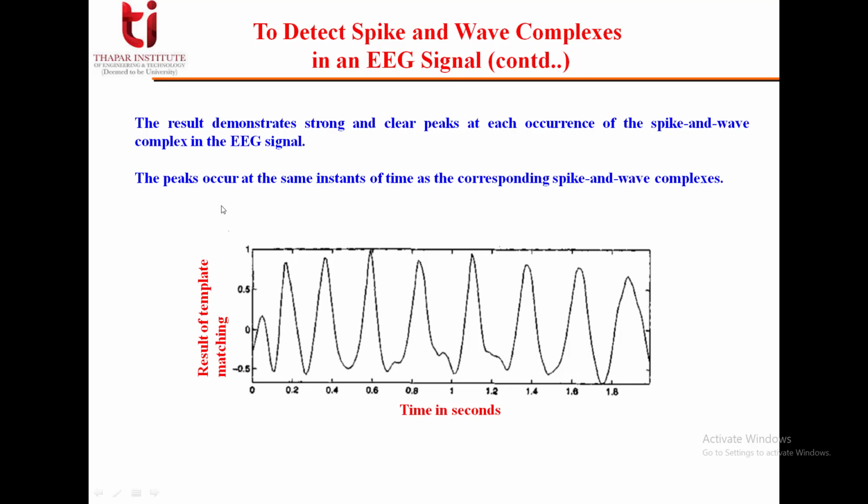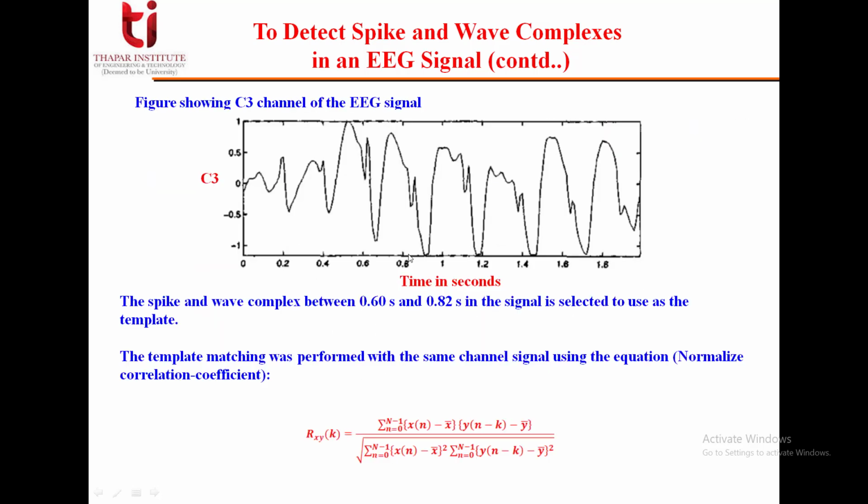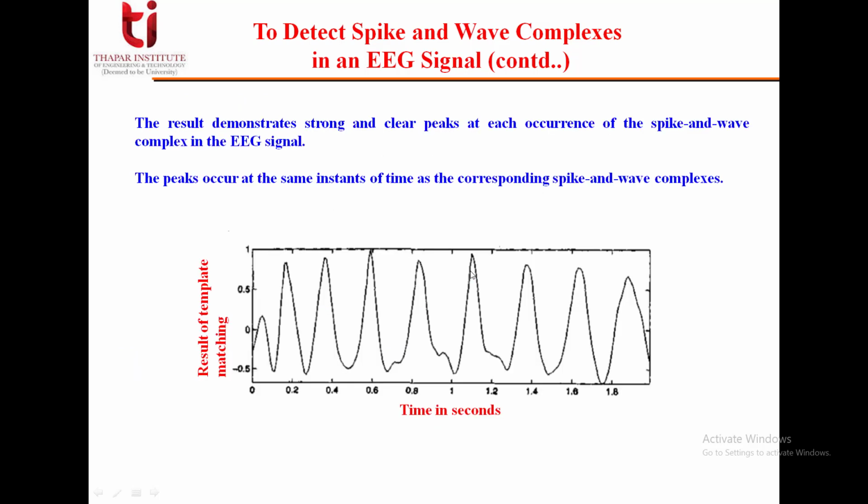The peaks occur at the same instant of time as the corresponding spike and wave complexes. You can see, let's suppose we take this 0.6. In the previous plot at 0.6 you have a spike and wave complex, so it is showing a peak. Fine. So this is how we can find the spike and wave complexes in a particular channel.